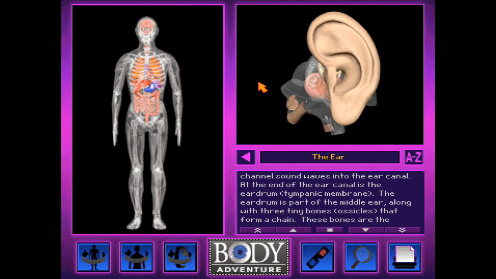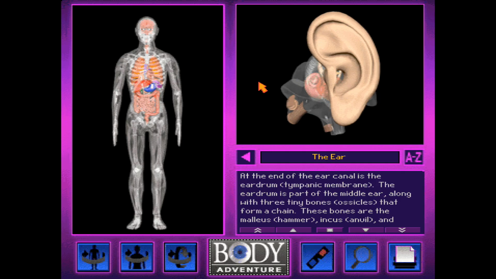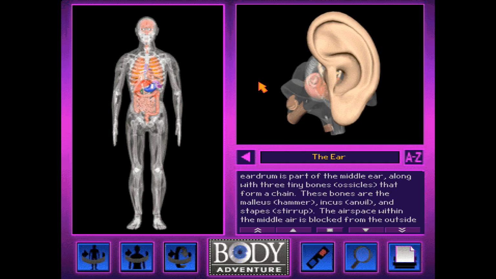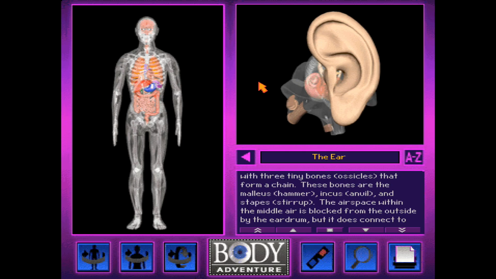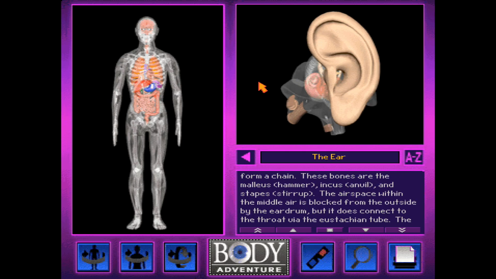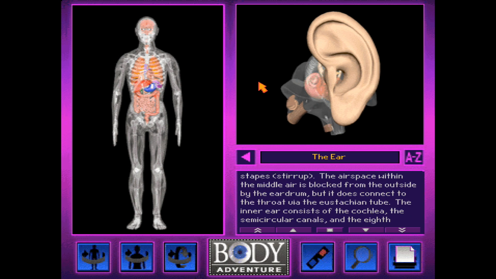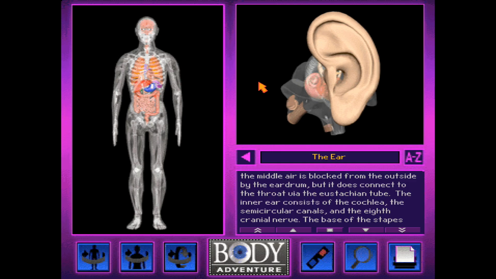At the end of the ear canal, the eardrum. The middle ear contains 3 tiny bones, ossicles, that form a chain. These bones are the malleus, or hammer, incus, or anvil, and stapes, or stirrup. The airspace within the middle ear is blocked from the outside by the eardrum, but it does connect to the throat via the eustachian tube.